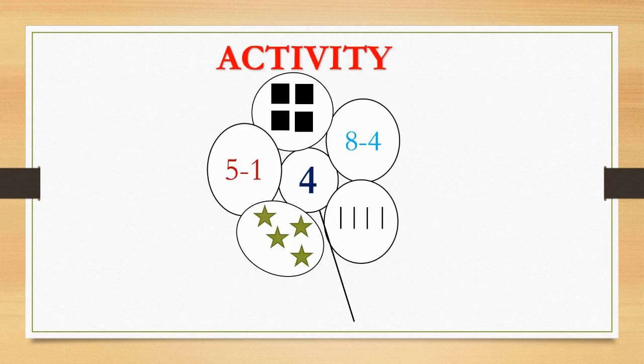Now all of you see here. Here is an activity. In the middle, the number 4 is given. Here subtraction is there, and the same here, but the number will be different. And on this side I will take stars, shapes and sticks. You have to take other examples, put another number in the middle, and complete this pattern.